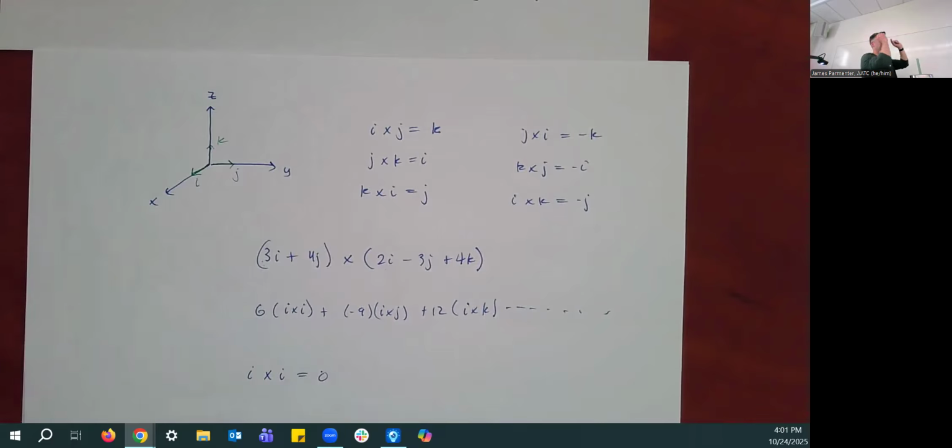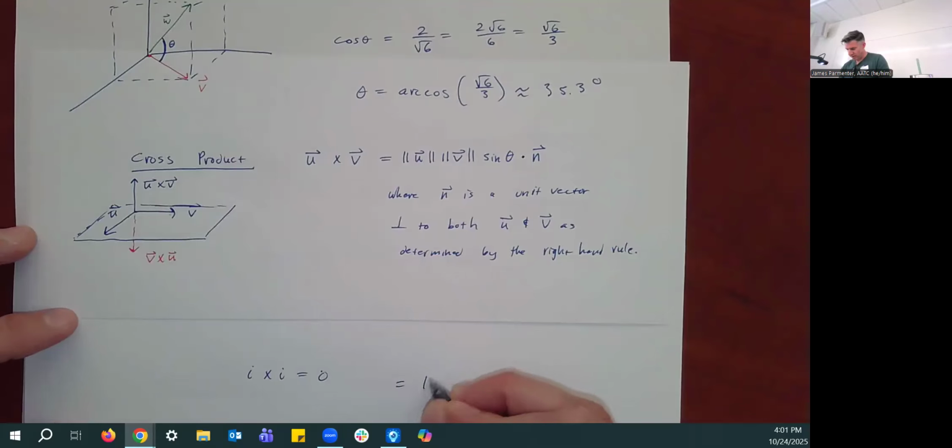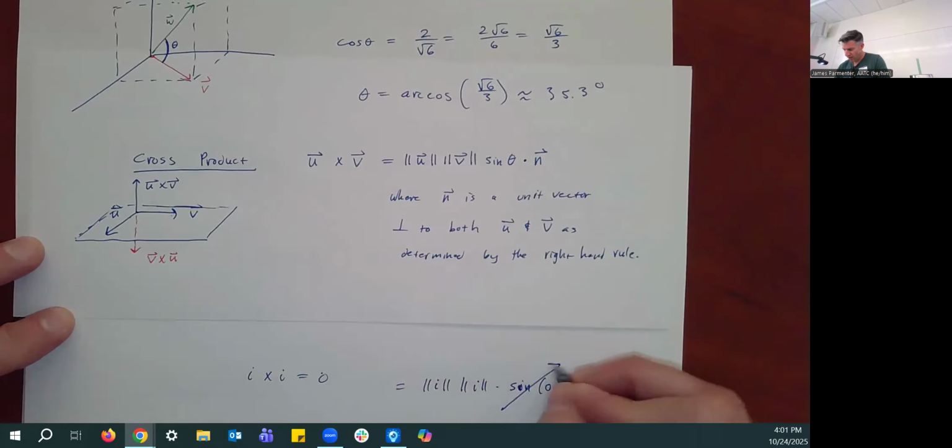Oh, and I know there's a good reason why, because of this. i cross i is equal to the magnitude of i times the magnitude of i times the sine of the angle between those two vectors, which is zero. And sine of zero is zero. That's how you get zero.